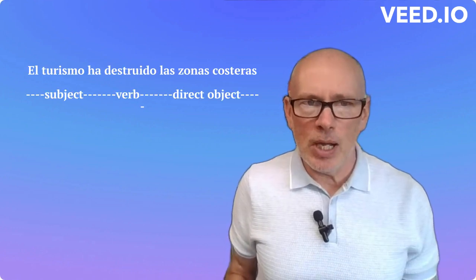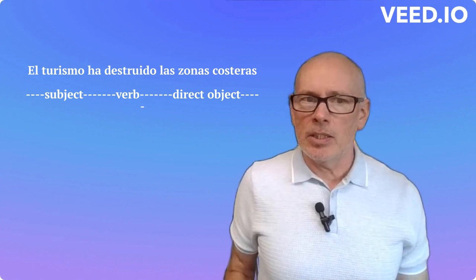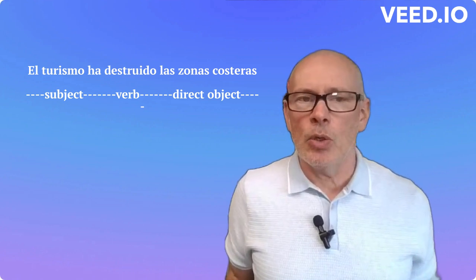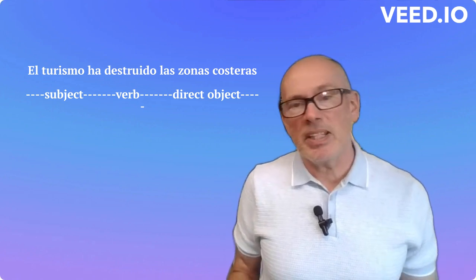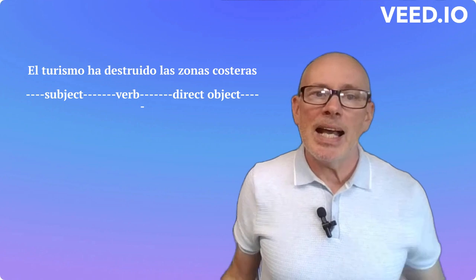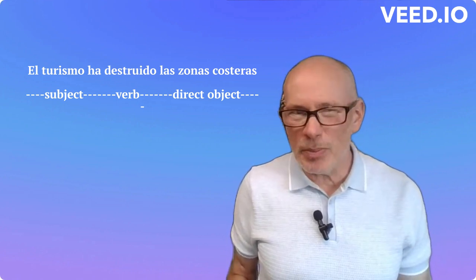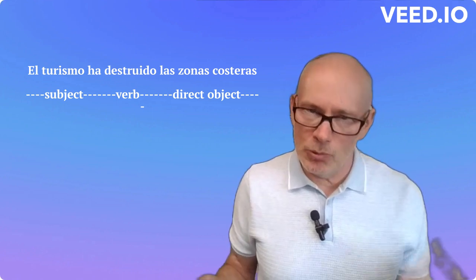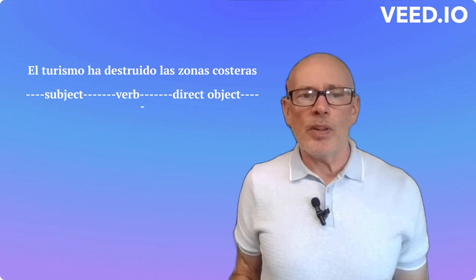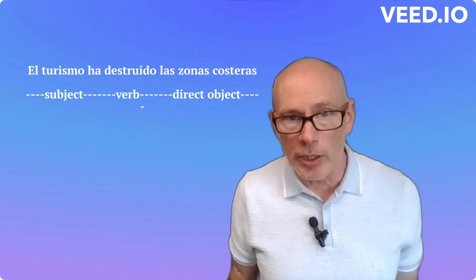El turismo ha destruido las zonas costeras. So this is a simple sentence where the subject is tourism, the verb is destruir, in this case in the perfect tense, and the object is the coastal areas. Just as a reminder, the subject is performing the action of the verb, to destroy in this case, while the object is receiving the action of the verb, being destroyed.